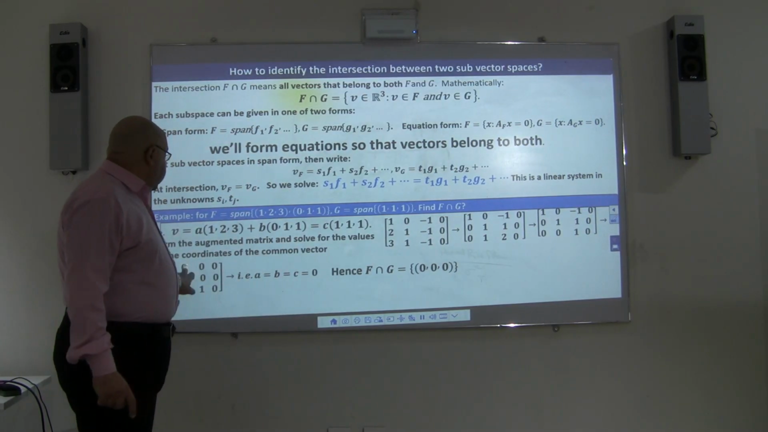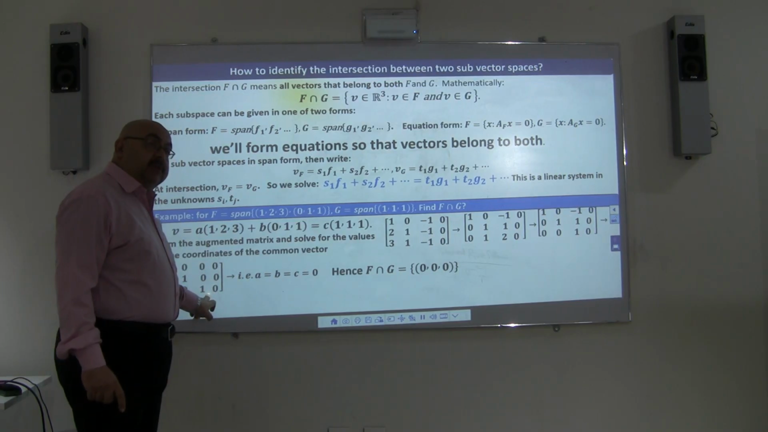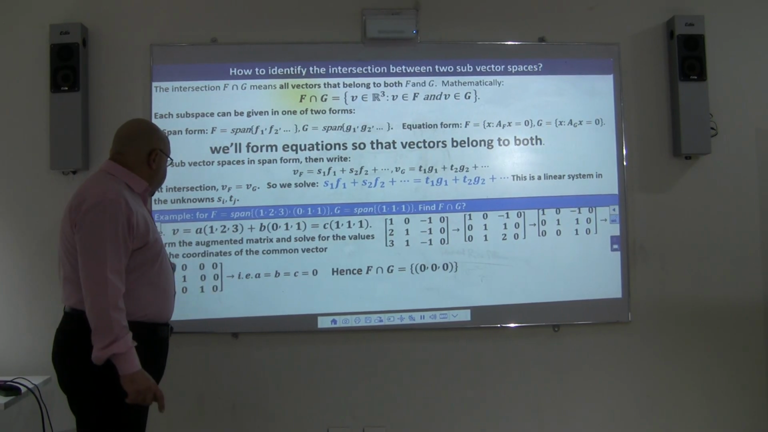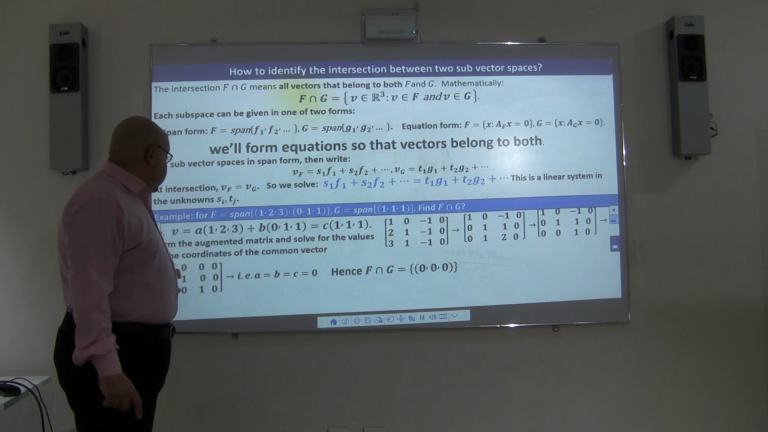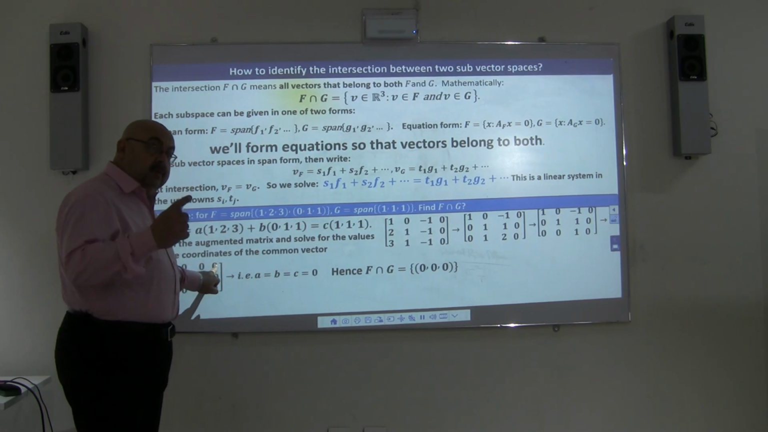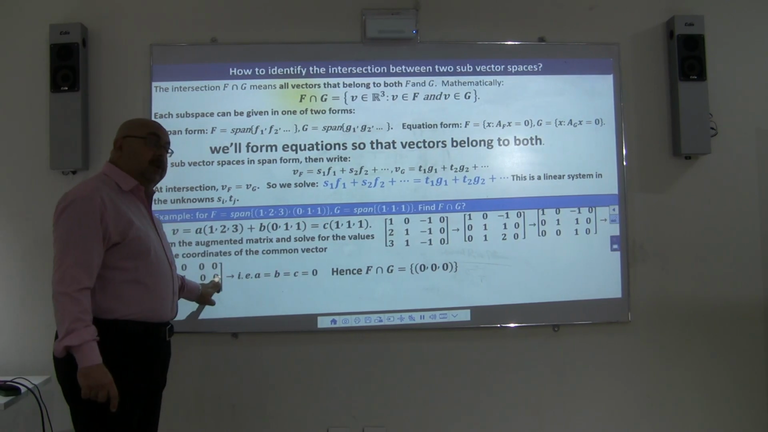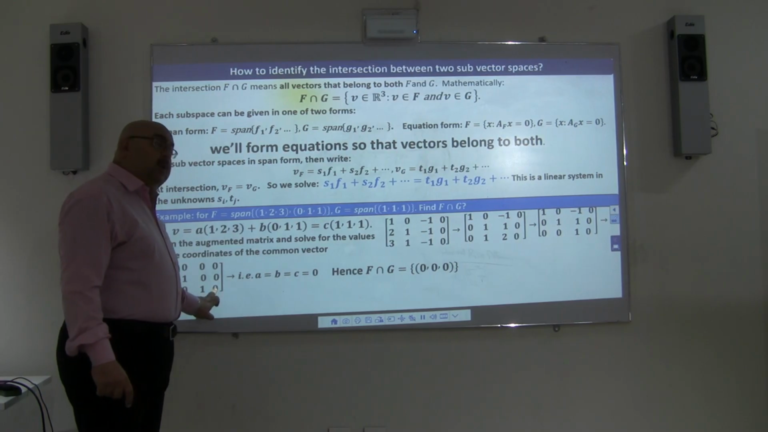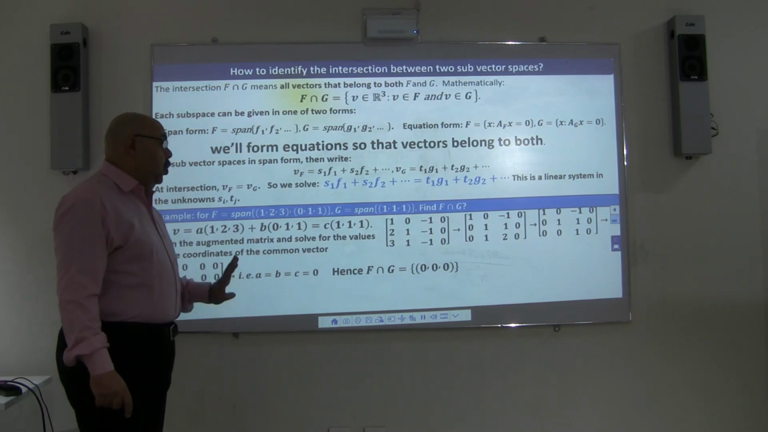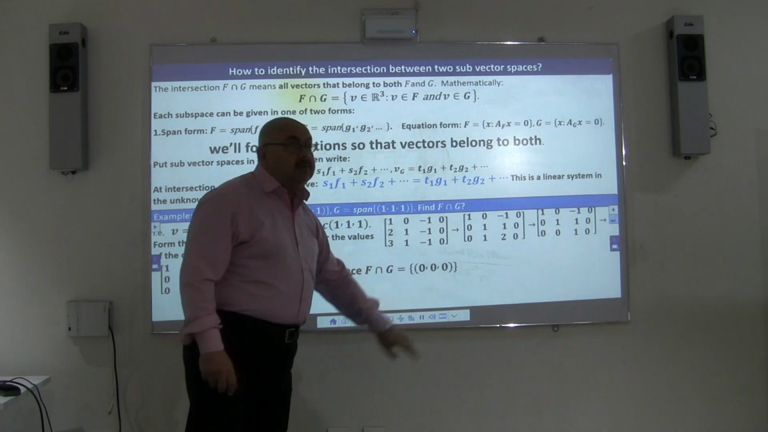It's done. This is a system of equations, right? Which is A, B, C. Which means A is equal to 0, B is equal to 0, and C is equal to 0. So the only solution is 0, 0, and 0.